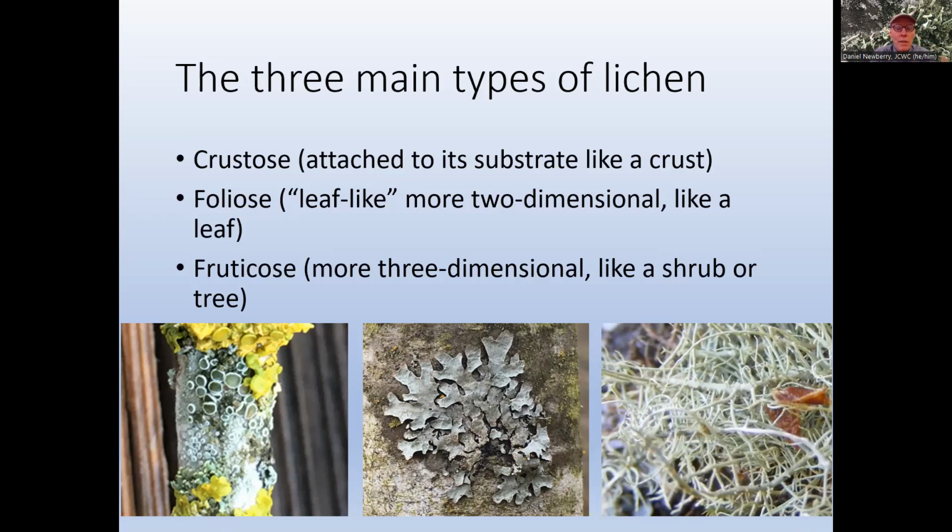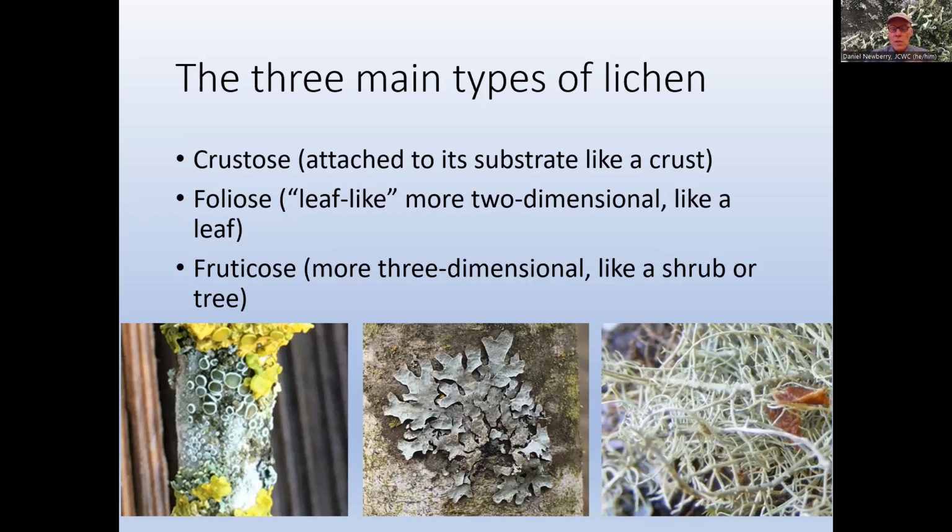A foliose lichen, like the one in the center at the bottom, you'll probably recognize the word foliose. It means leaf-like, from foliar, which we're used to when talking about plants. And the foliose lichen are really more 2-dimensional. They're kind of like a leaf, and that's the way you remember it.